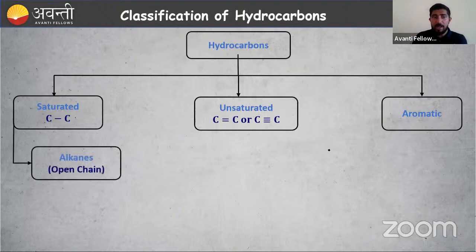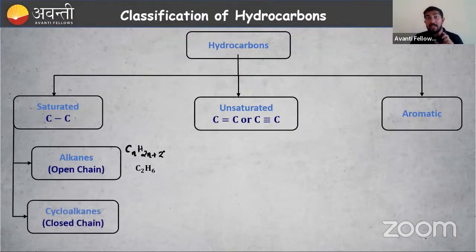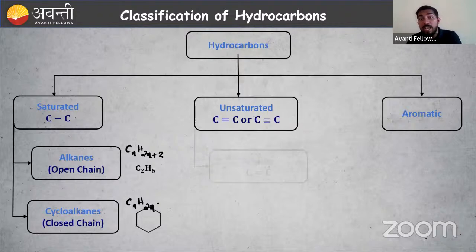I'm classifying saturated hydrocarbons into two. First one, alkanes. Alkanes means open chain, for example C2H6. The general formula, you know, is CnH2n+2. That is the general formula of alkanes. Then we have cycloalkanes. Cyclo means rings are present, closed chain. So the first one is open chain, the second one is closed chain. What is the general formula? That is CnH2n. Then you will say, sir, this is for alkenes. So let us find out.